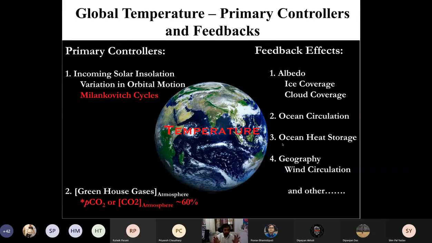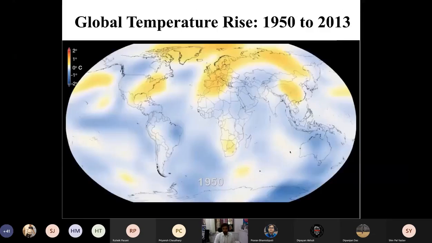Either you can change the amount of radiation this piece of rock is receiving from the star, or you can change the amount of back radiation that is being trapped around this piece of rock through the greenhouse gases around it. Everything else is a feedback mechanism. So the fundamental mechanisms are either the change in the orbital motion or the change in the carbon dioxide concentration or greenhouse gas concentration around the planet.